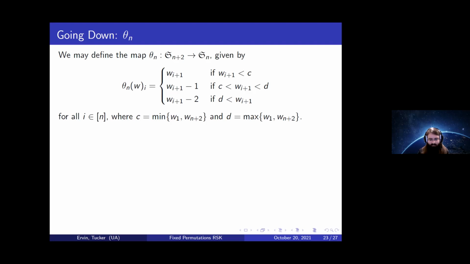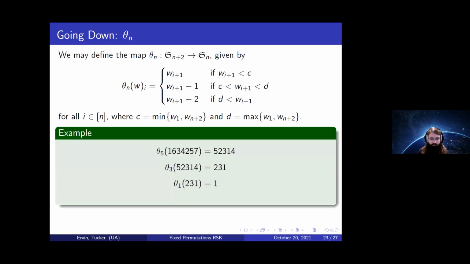You forget the ends and you take away stuff from the entries in the middle until you get a permutation on n entries. So if we look at an example, theta_5 of 1634257: you forget the ends and subtract 1, you get 52314. Apply theta_3 to that permutation, forget the ends, you don't need to subtract anything, it's already a permutation on 3 entries: 231. You do it with theta_1, forget the ends, subtract 2, and you get a permutation on 1 entry. So it's really great.